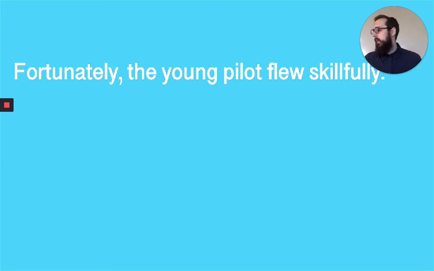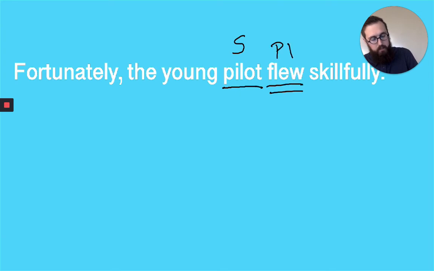So let's go ahead and analyze this sentence. This sentence is about a pilot. It's my subject. And flew tells me about the subject. So that is my predicate verb. Okay. Now I'm going to go through and do my modifiers now that I have my principal elements out of the way. And remember, I start at the period and work my way down.